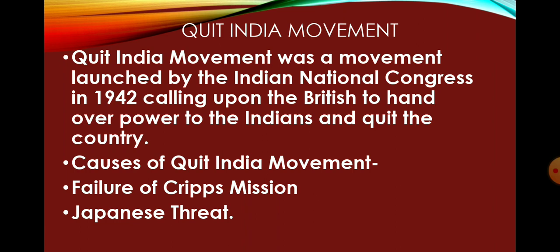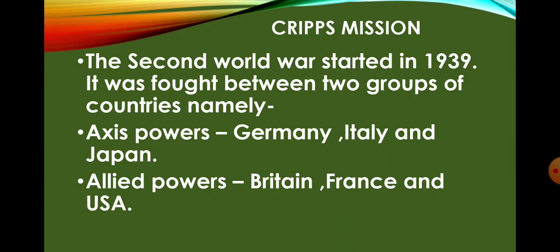For launching the Quit India movement, there were two important causes. The causes of the Quit India movement are the failure of the Cripps mission and the Japanese threat. We have to study in detail about these two causes. The first cause is the failure of the Cripps mission. To know about the failure of the Cripps mission in detail, we must know what is the Cripps mission.